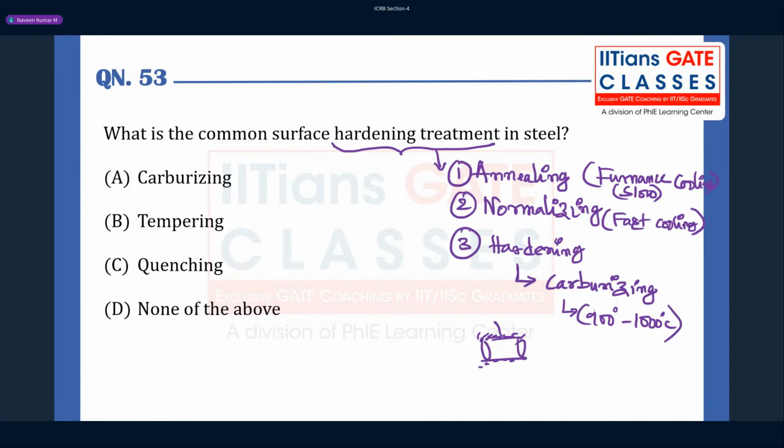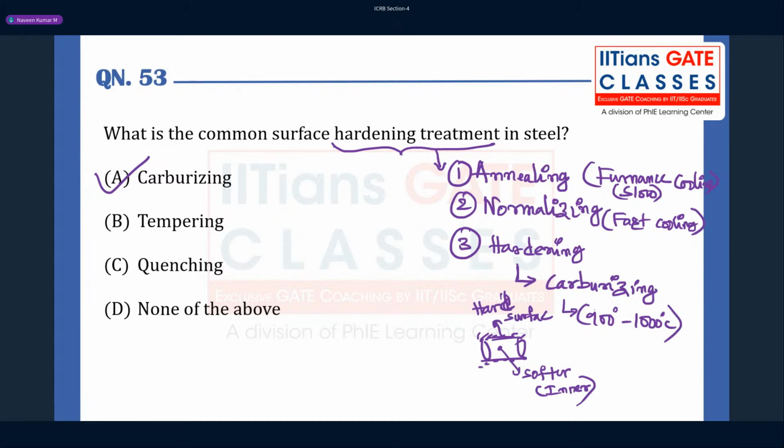So the surface will be very hard, and the inner is soft. That is why you are doing this surface hardening. So by now you can understand surface hardening is happening because of carburizing, not tempering. Tempering is not a surface hardening treatment. It is used to decrease the brittleness, or improve the toughness. So tempering is not for surface hardening. Okay.